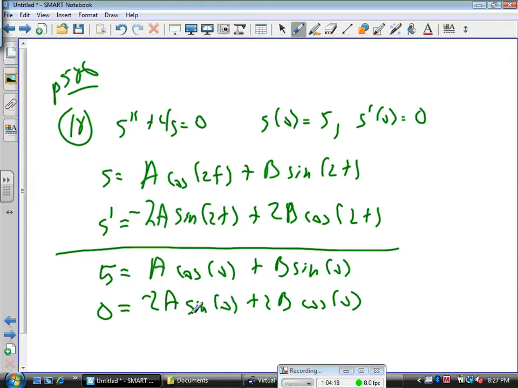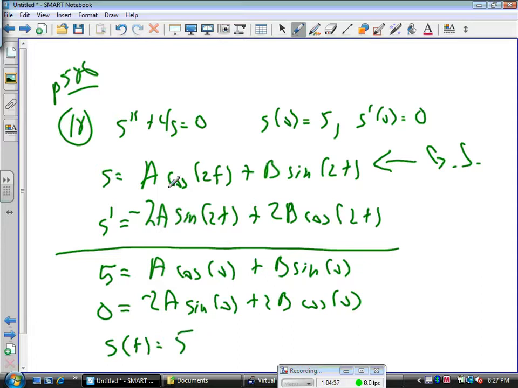What's the sine of 0? So this drops out. It doesn't tell me anything about a. Cosine of 0 is 1. So 2b is 0 means b is 0. So a was 5, b was 0. Here's your general solution. Here's your particular solution. s is a function of t.